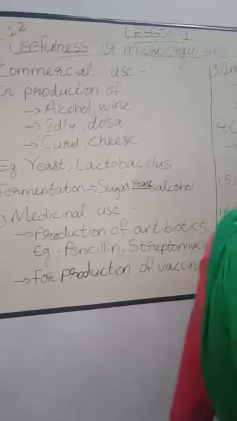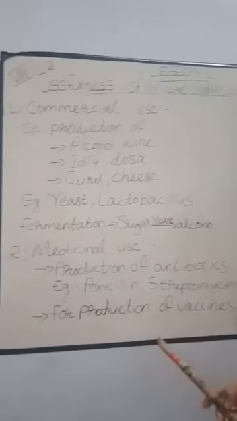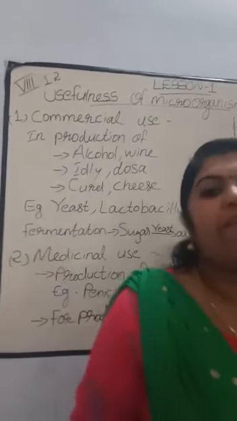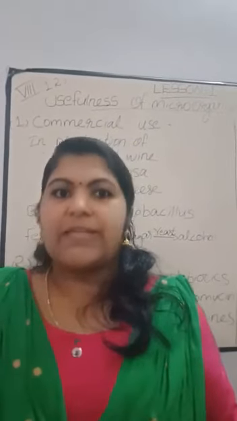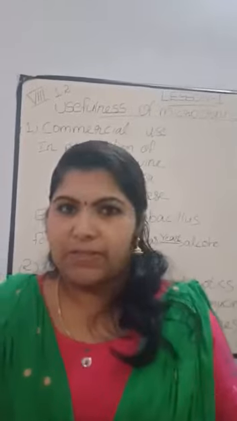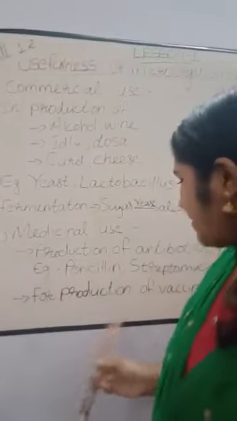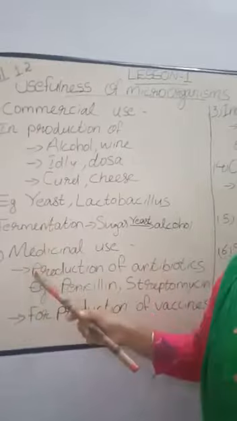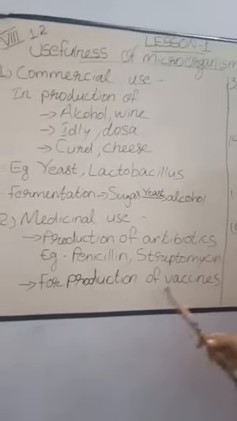Then some other microorganisms are used for the production of vaccines. In your childhood, you must have been given injections to protect yourself against different types of diseases, for example smallpox and also polio. So some microorganisms are used for the production of vaccines. This is the second use of microorganisms, the medical purpose, that means the production of antibiotics and vaccines.